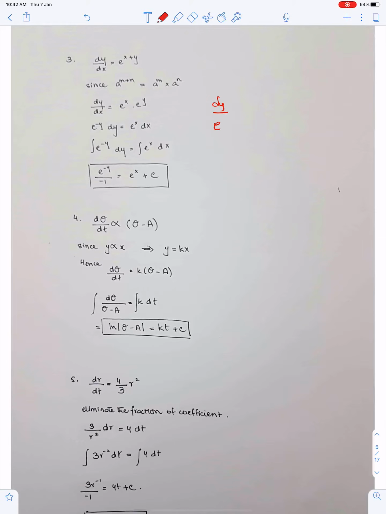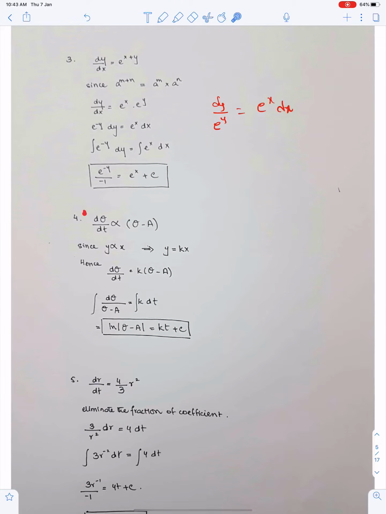dy upon e power y equals e power x dx. And then we need to bring e power y into the numerator. So this will become e power minus y. And then we just need to take the sign of integral on both the sides. The integral of e power minus y is e power minus y over minus 1. E power x, the integral is e power x plus c. This is the general solution of this differential equation.